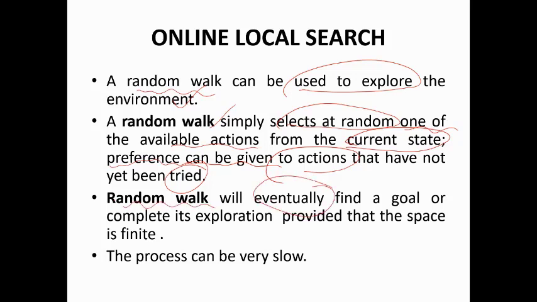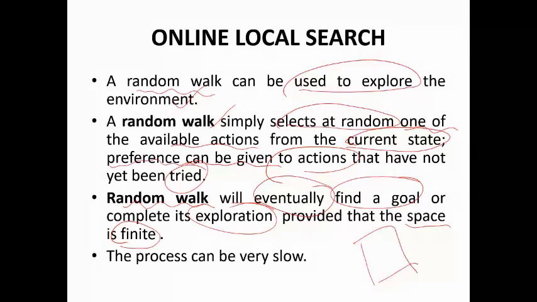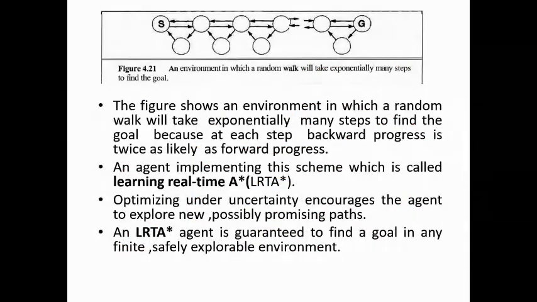A random walk will eventually find a goal or complete its exploration, provided that the space is finite, a certain state. The space is limited, not unlimited. So in this case, it is successful. The process can be very long, but this is a demerit, because it has to take each and every point, every state. That's why it takes a long time to record everything and do the mapping process.